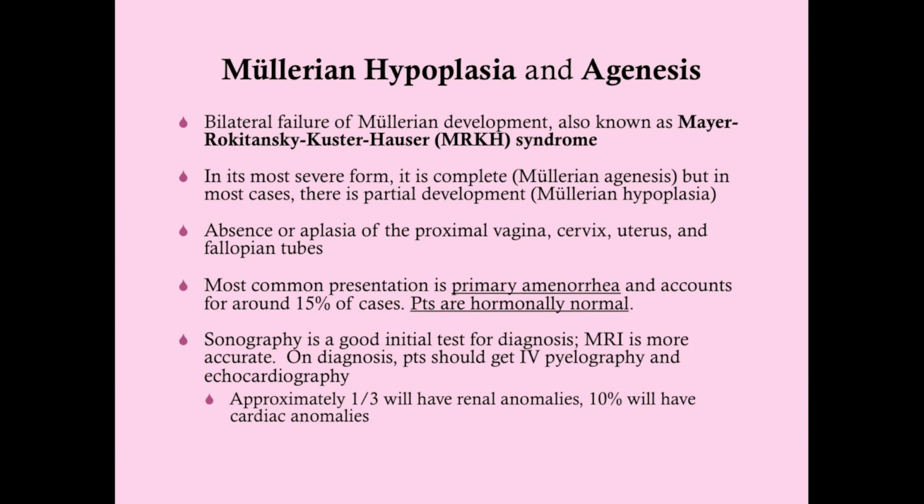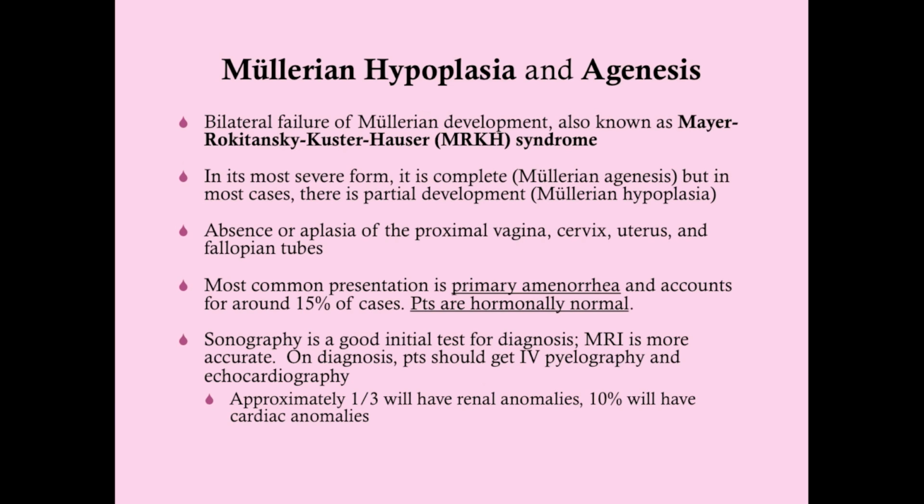So Müllerian hypoplasia and agenesis, this is known as Mayer-Rokitansky-Kuster-Hauser syndrome. We talked about this in previous sections. This can be complete, in which we have complete Müllerian agenesis, so you have no uterus, no fallopian tubes, no cervix, no upper vagina. However, in most cases, it's only partial, so you'll have hypoplasia. You'll have some rudimentary uterus and fallopian tubes and vagina, but it's going to be primarily hypoplastic.